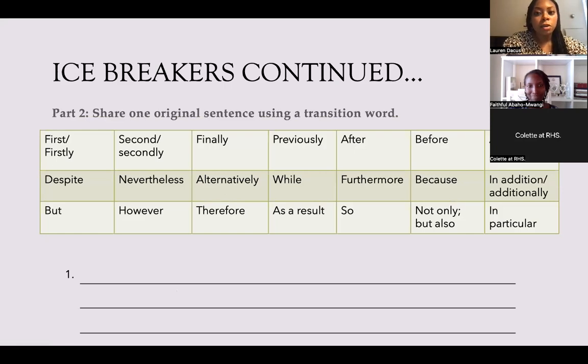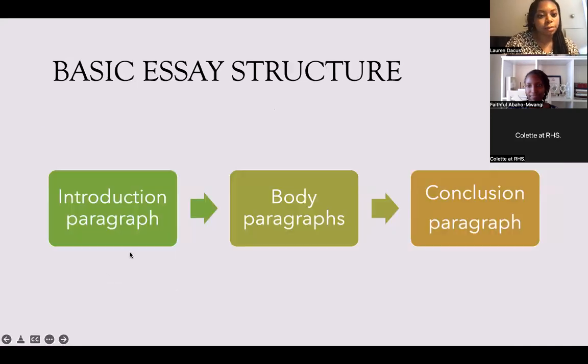I will also allow you all time to write your own original sentence with a transition word. The sentence can be related to college, to skills, to experiences you had. Just use and include one of these transition words. Okay, so we're going to move on from transition words. Remember, when we write our essays, we should include those when we're connecting our ideas.